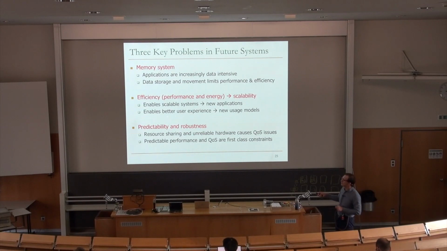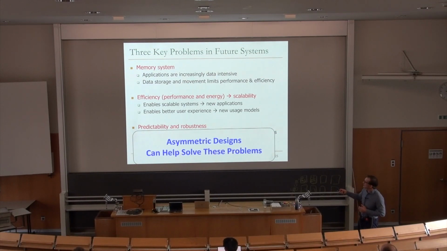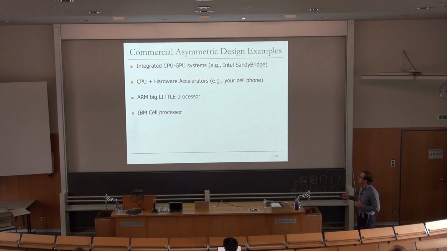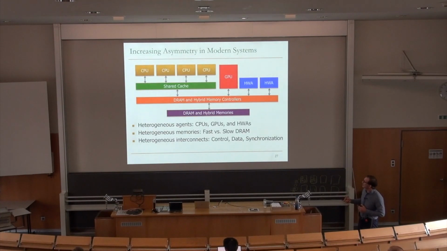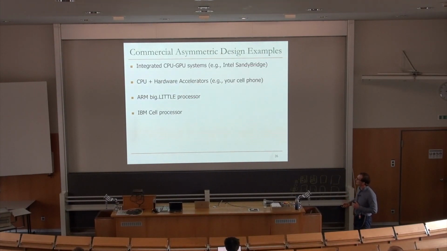Basically, if you improve your efficiency broadly viewed as performance and energy, you can improve your scalability, and you can enable scalable systems that can enable new applications, and you can enable better user experience, which can enable new usage models. So this aspect we have not looked at as much, but asymmetry actually can be very useful in this aspect also. And in the next lecture, actually, we're going to cover those aspects.